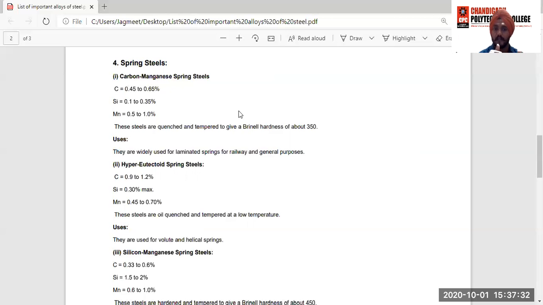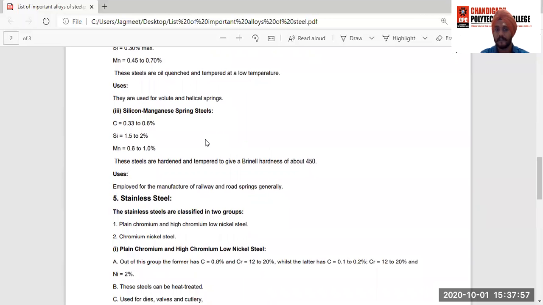Next is the hyper-eutectoid spring steel. The carbon percentage is 0.9 to 1.2%, silicon 0.30% maximum, manganese 0.45 to 0.70%. These steels are quenched and tempered at low temperature. They are used in volute and helical springs. Next is the silicon manganese spring steel, where the silicon is 1.5 to 2%, manganese 0.6 to 1%, and carbon 0.3 to 0.6%. These steels are used for manufacturing railway and roll springs generally.